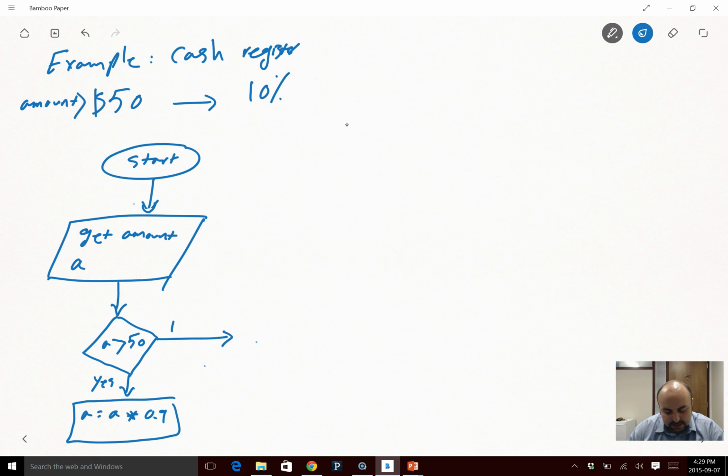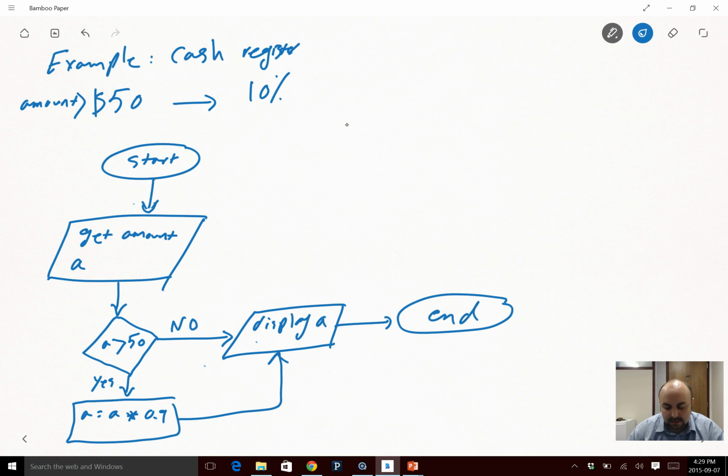And if no, you're going to display A, and you would display A, and you're done. So it's pretty simple. It's just you have to make sure it's quite logical. Anytime you have input and output, you need to show that using a parallelogram, so it's very clear what's happening.